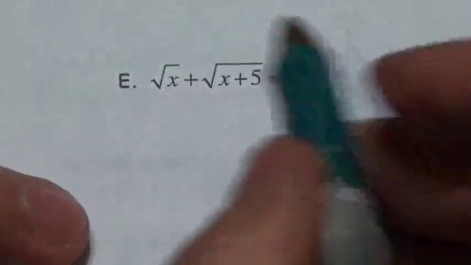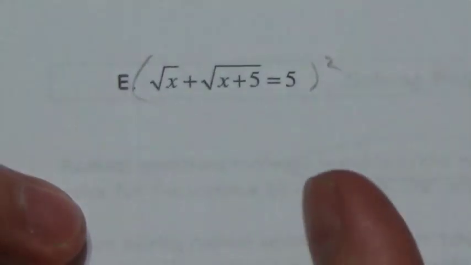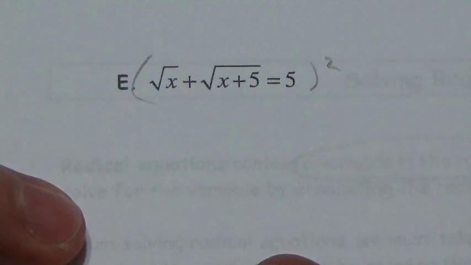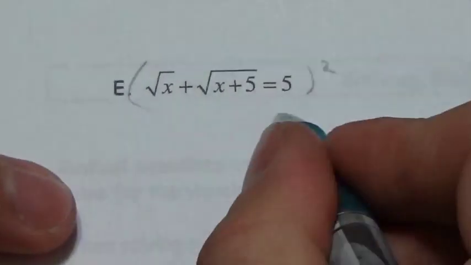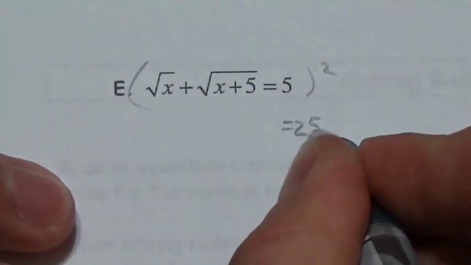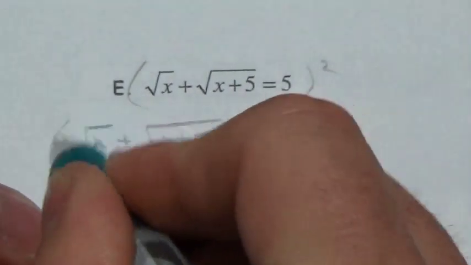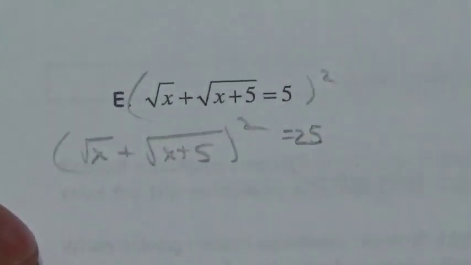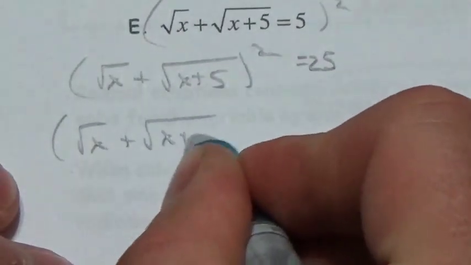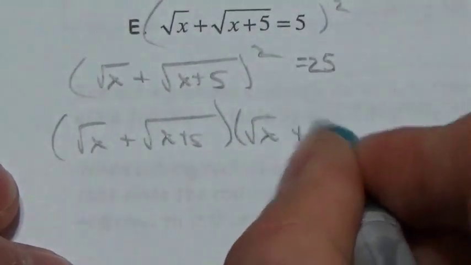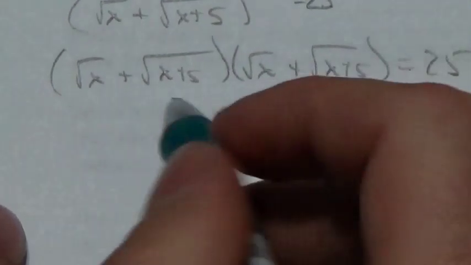Now, I just want to show you this here. I could isolate one of those variables. I could, but it's not absolutely necessary. Okay, I'll show you what happens if you don't. If I square both sides here, first of all, on the right-hand side, I'm going to get 25. On the left-hand side, I simply have to remember that it's going to be that binomial squared. So when I square that, it's root x plus 5 multiplied by root x plus 5. So there's a lot going on there. That equals 25. I just got to remember to distribute.